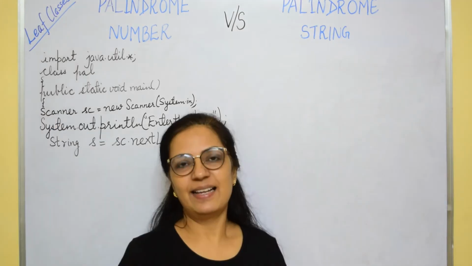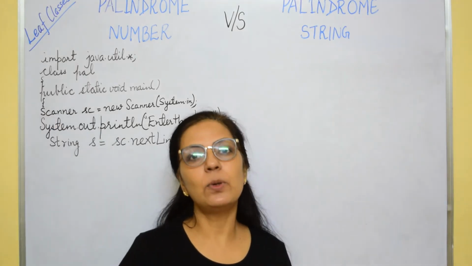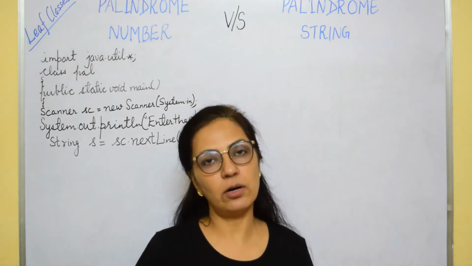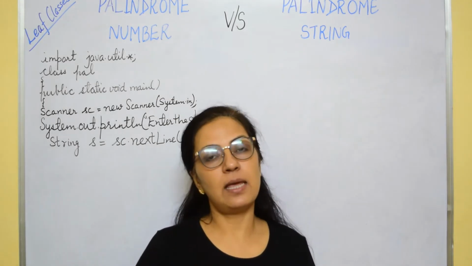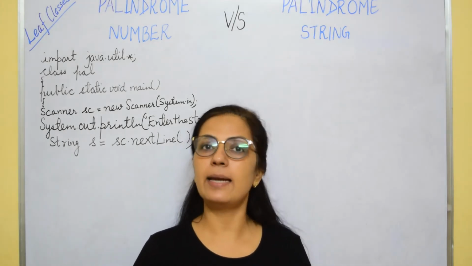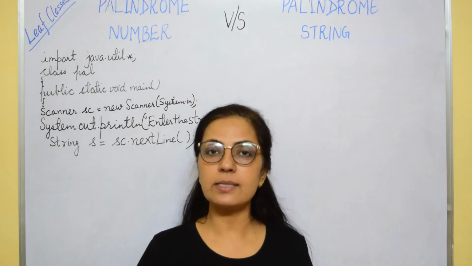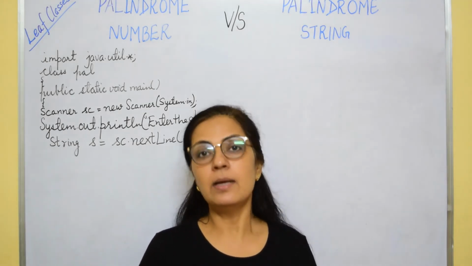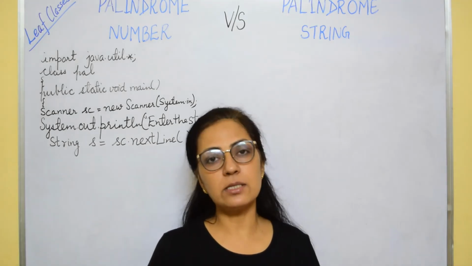Okay. Now we'll write the program to input a string and check whether it is a palindrome string or not. The logic is the same. We have to find the reverse of the entered string and then compare both the strings, and if they are equal, we'll print the string is a palindrome, else it is not a palindrome.